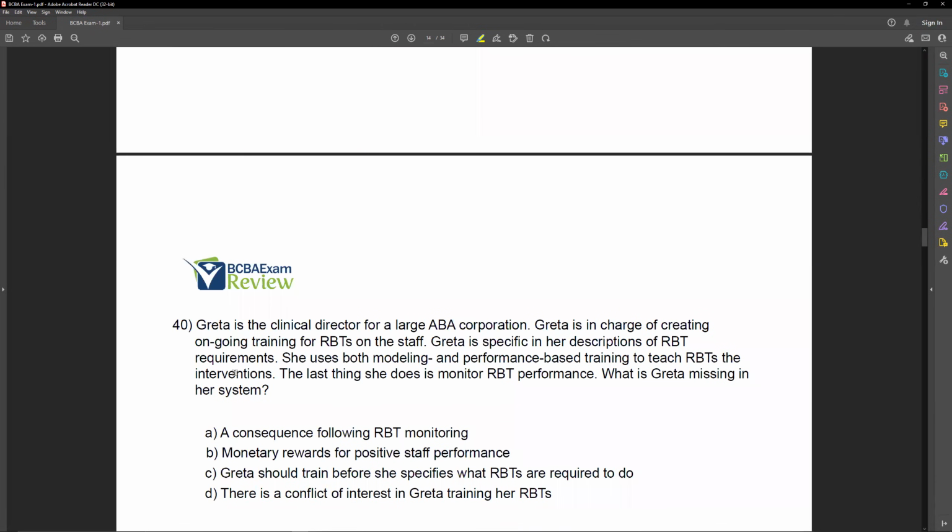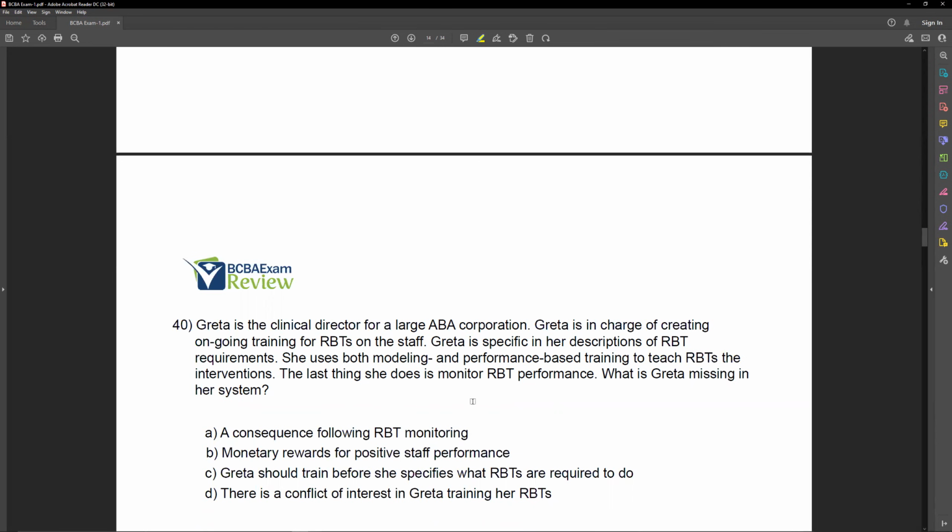And then 40. Greta is the clinical director for a large ABA corporation. Greta is in charge of creating ongoing training for RBTs on the staff. Greta is specific in her descriptions of RBT requirements. She uses both modeling and performance-based training to teach RBTs the interventions. The last thing she does is monitor RBT performance. What is Greta missing in her system?